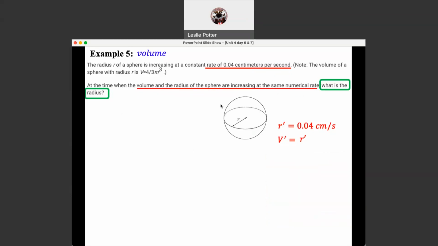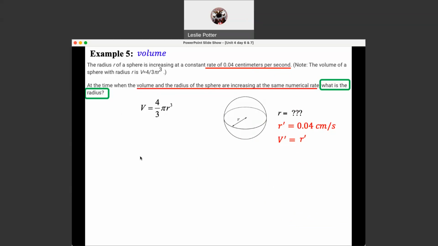So here is our model, our sketch, so to speak. We have a sphere, we've got a radius that's measured from the center to the edge. And what we want to know is, what is the radius? That's what we want to find. Okay, so they gave us the equation. V is 4/3 pi r cubed.